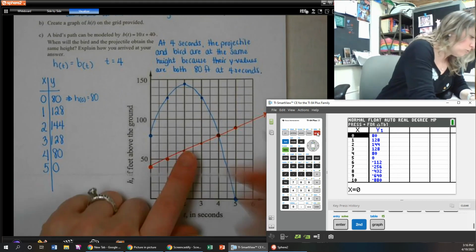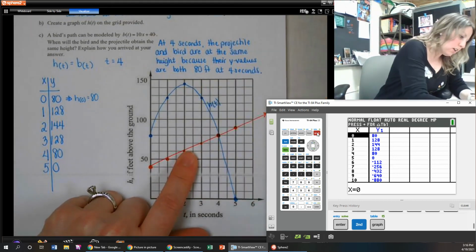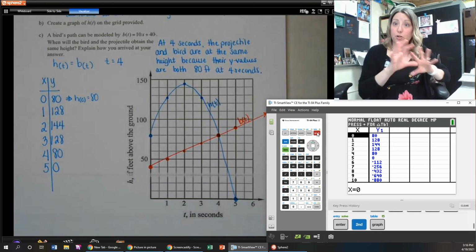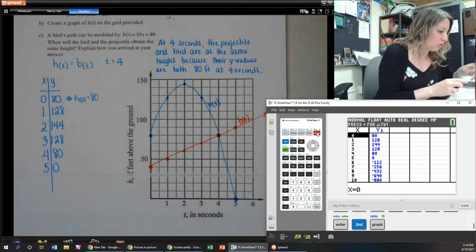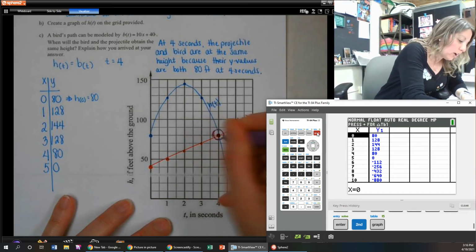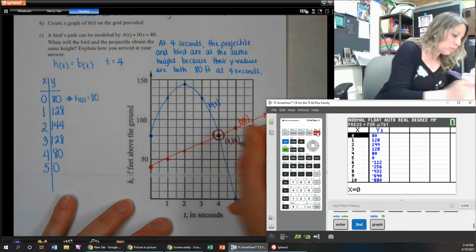So now I'm just going to label H of t and B of t, and that's plenty to label on those because we have different names for those two functions. So that's plenty there. And I'll just circle and label that intersection point. Why not? Red and blue makes purple, so (4, 80) was the intersection point.